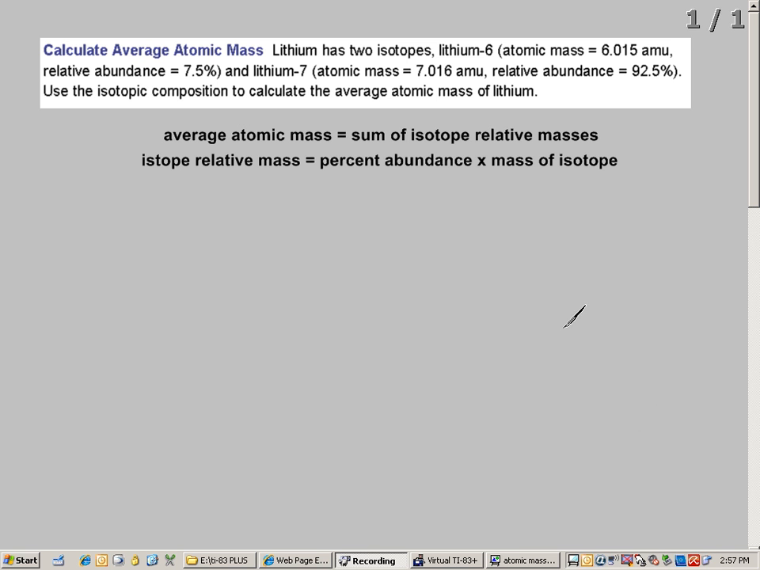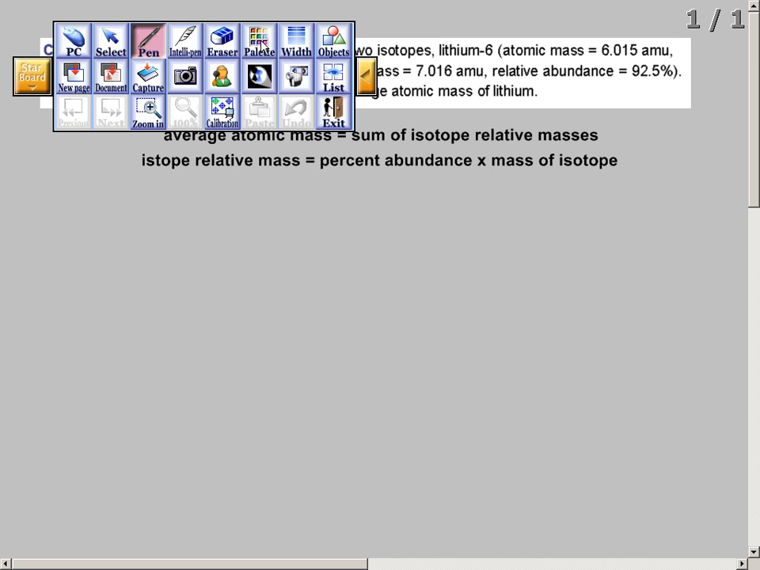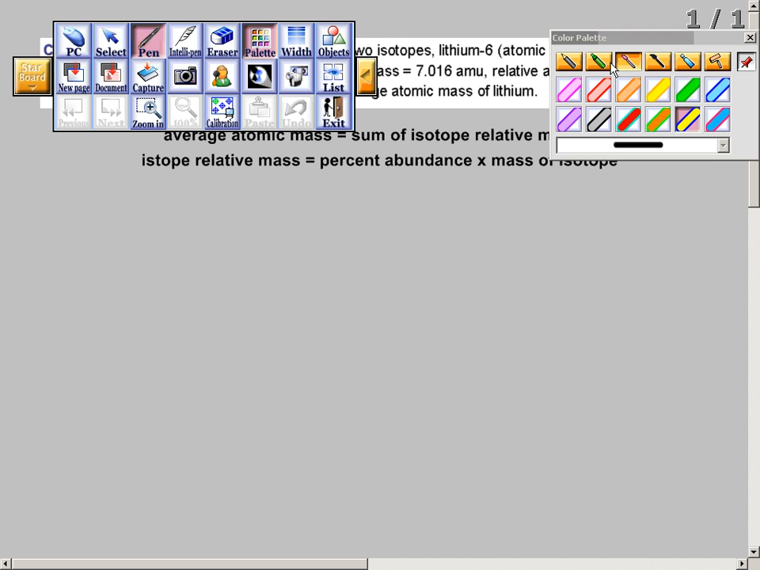Now, remember, the average atomic mass of something is the sum of the isotopes' relative masses, and an isotope's relative mass is its percent abundance times its mass. So let's start at the very beginning. Let's figure out what we know and what we don't know.